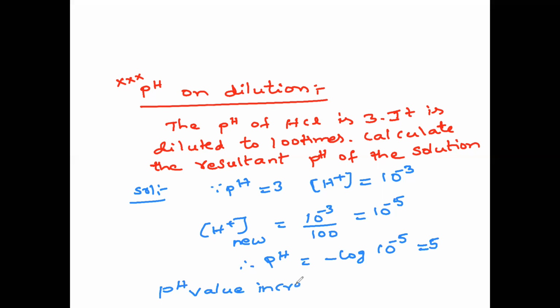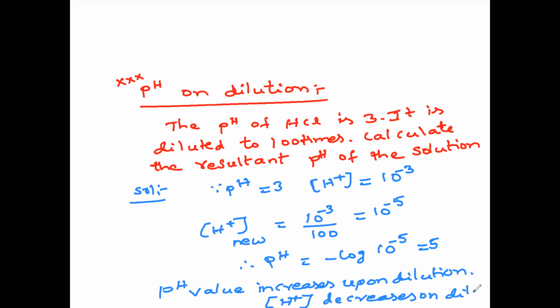So by this, what you can understand is that the pH value increases upon dilution, and more important, the H plus concentration decreases on dilution. So please note down these two concepts, very, very important. In this way, we have to calculate when the pH of a given solution is diluted.